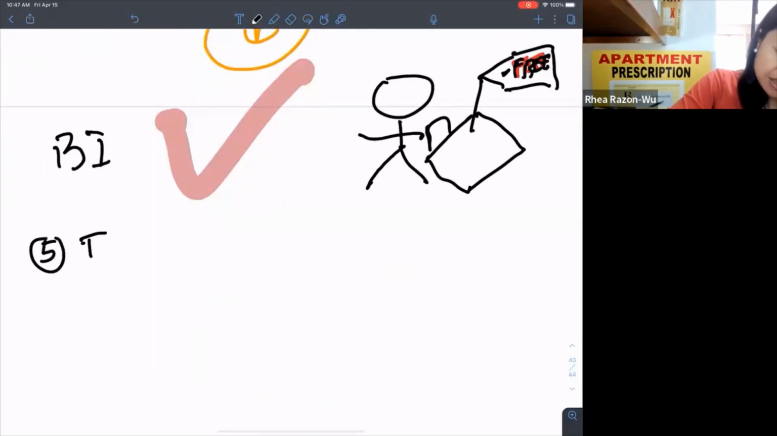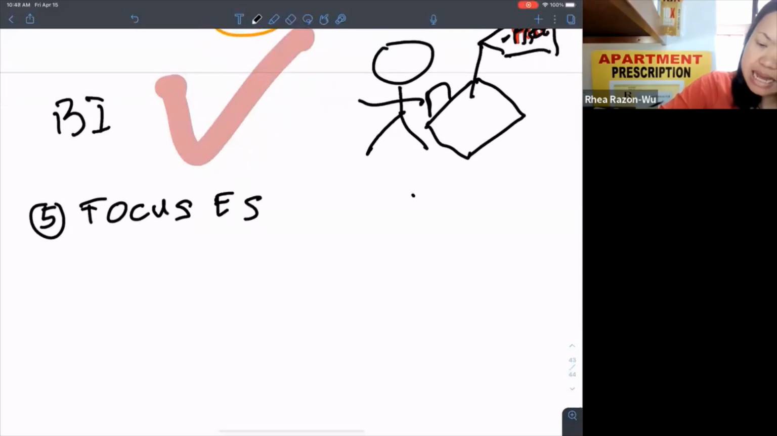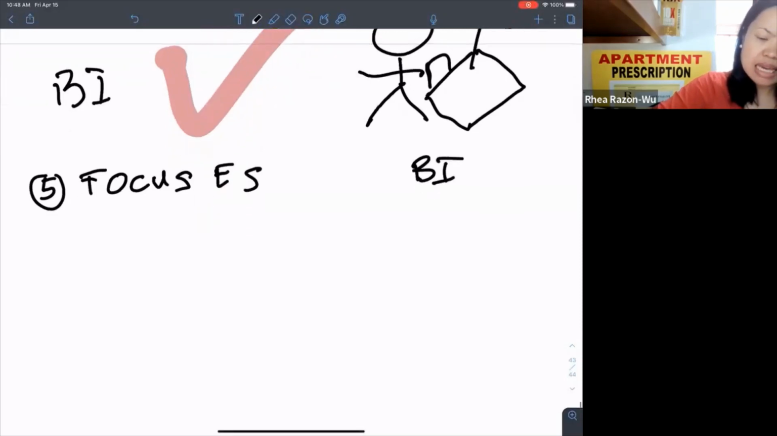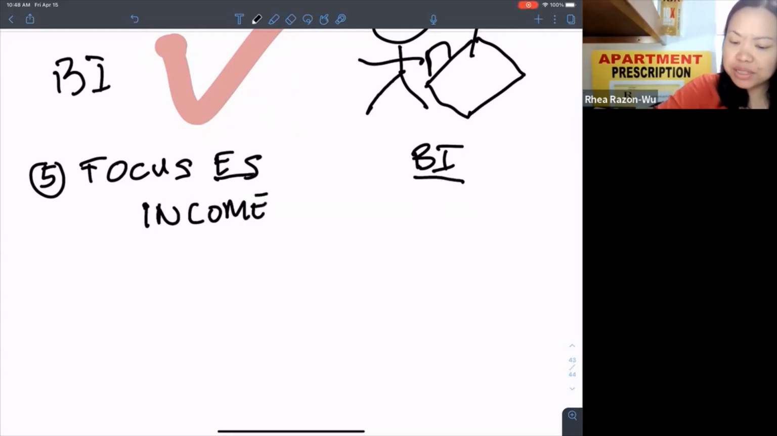Fifth is the focus. The E and the S and the B and the I. The E and the S focus on income. The B and the I focus on assets.